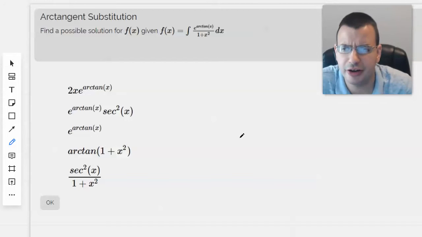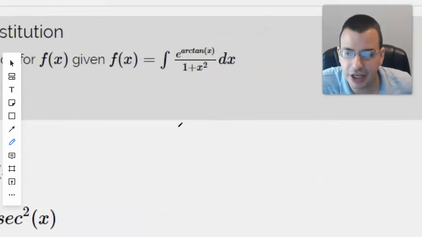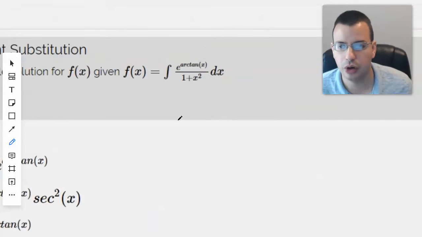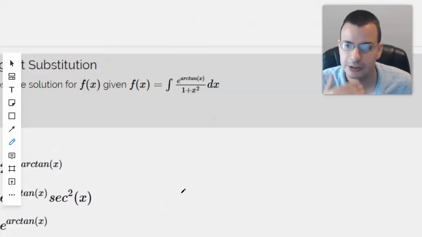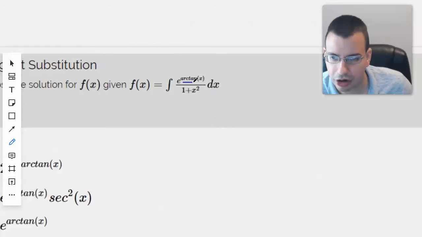Find a possible solution for f of x given that f of x equals the integral of e to the arctangent of x all over 1 plus x squared. Wow, okay. So my eye is immediately drawn to this arctangent of x.